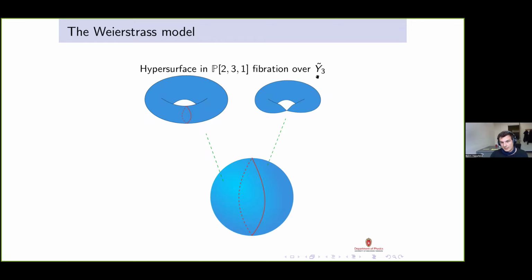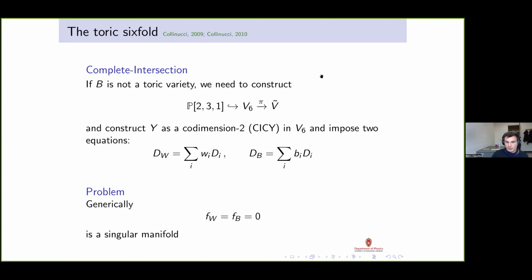However, in our case, if you want to do this most precisely, and we don't have available that this Y3 can be represented as a toric variety but it is itself a hypersurface, we have to do the following thing. We have to construct a toric sixfold, which is given by a P231 fibration over our orbifolded toric fourfold, and then impose two equations on our toric sixfold that cut out the Calabi-Yau fourfold. One is the one that cuts out the elliptic fiber of the P231 space, and the other one is the one that cuts out our Calabi-Yau orientifold from our orbifold fourfold.